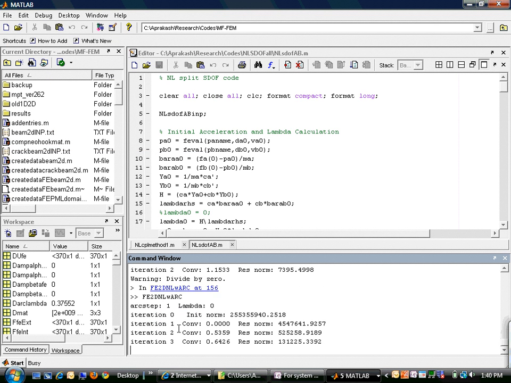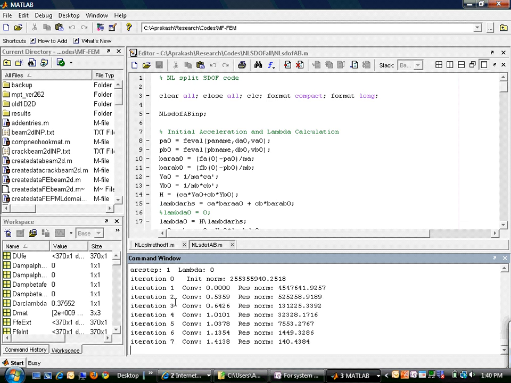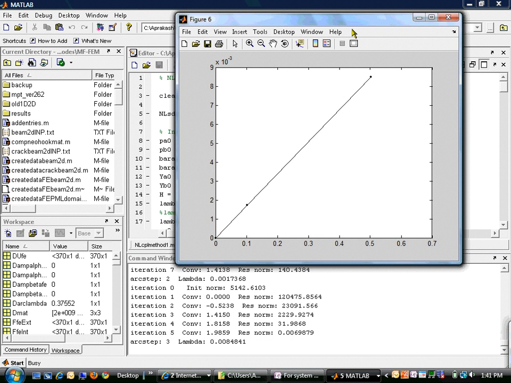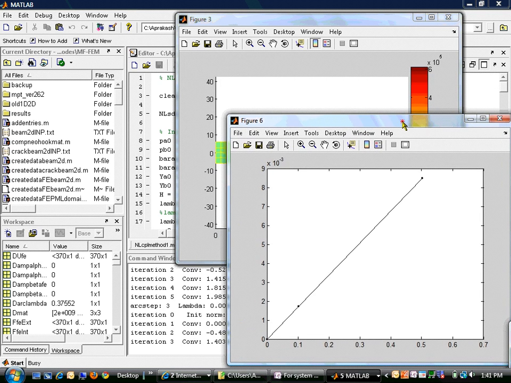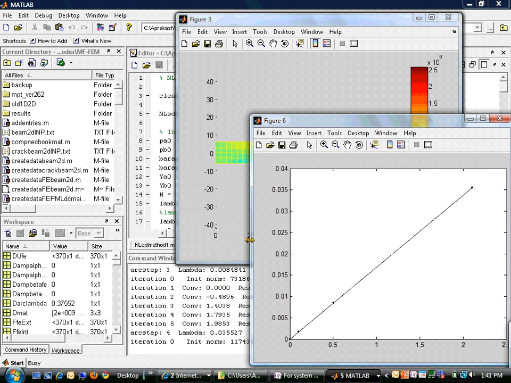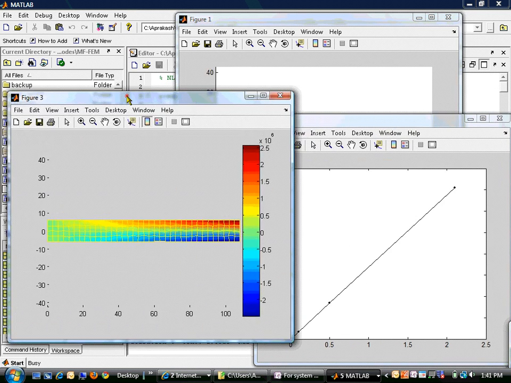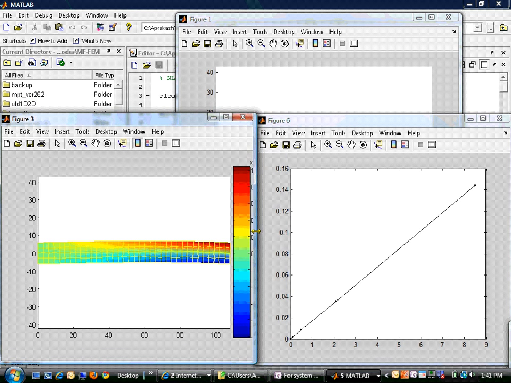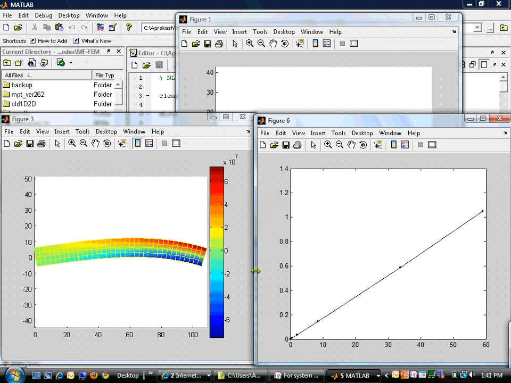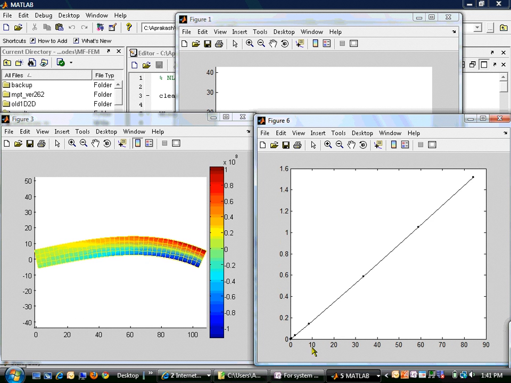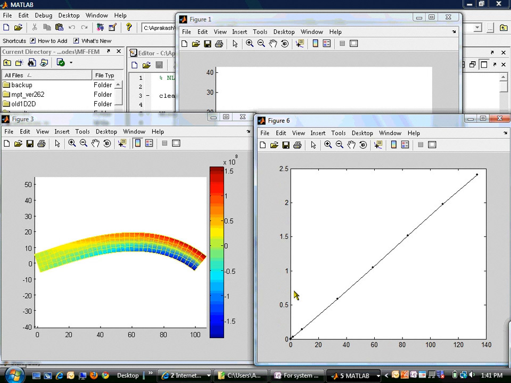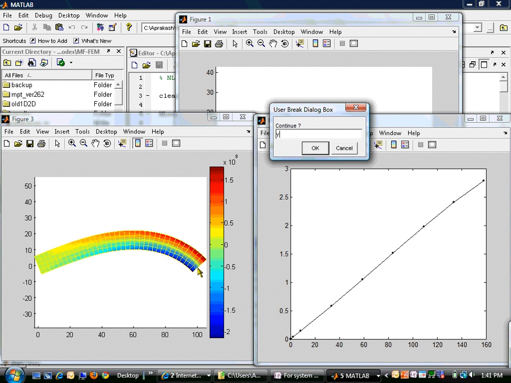Here you can see these are the Newton iterations that are going on, and the residual also, which is being plotted here. So I'll keep this window here. Initially the beam starts out at a straight location, and now you are increasing the moment here. This is the deflection on the x-axis, and on the y-axis you have load, load meaning the moment that is being applied.